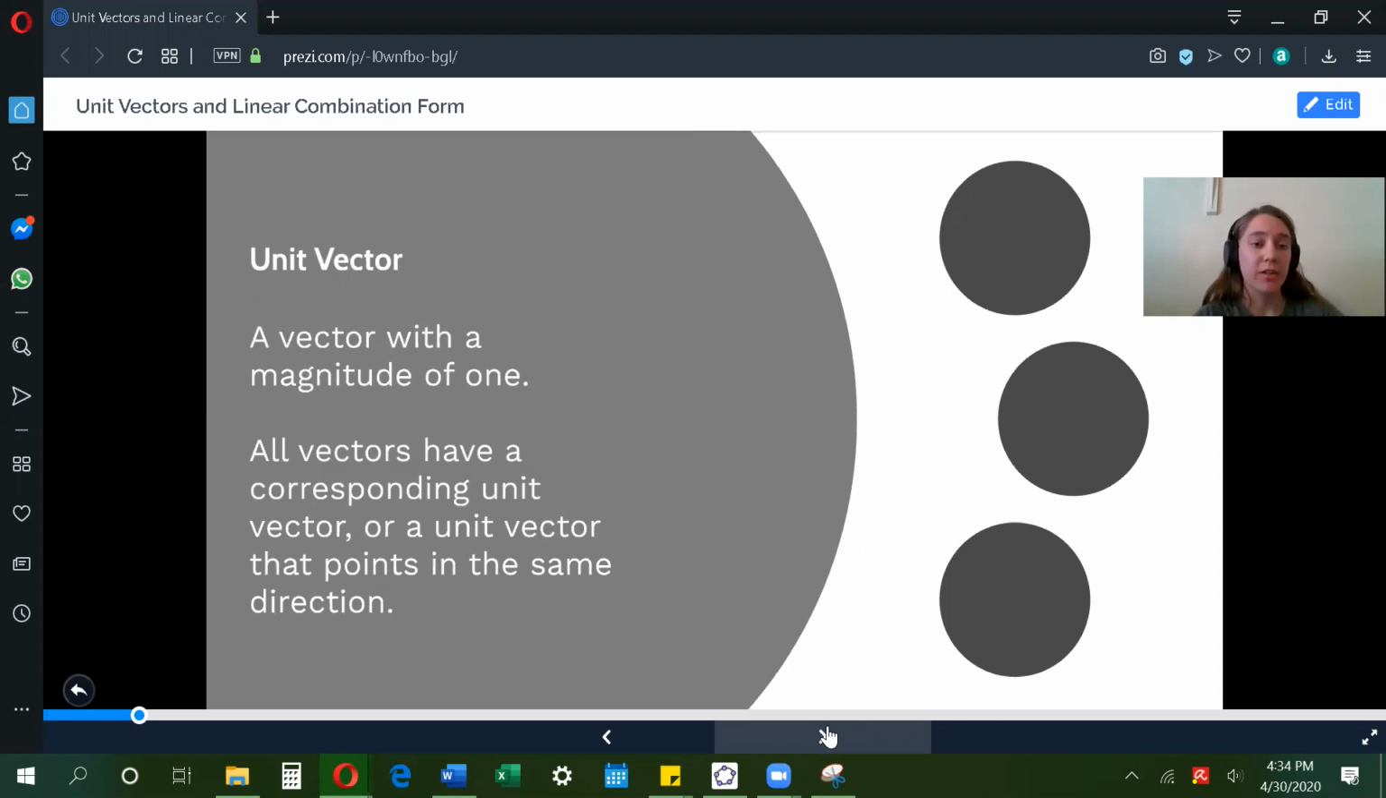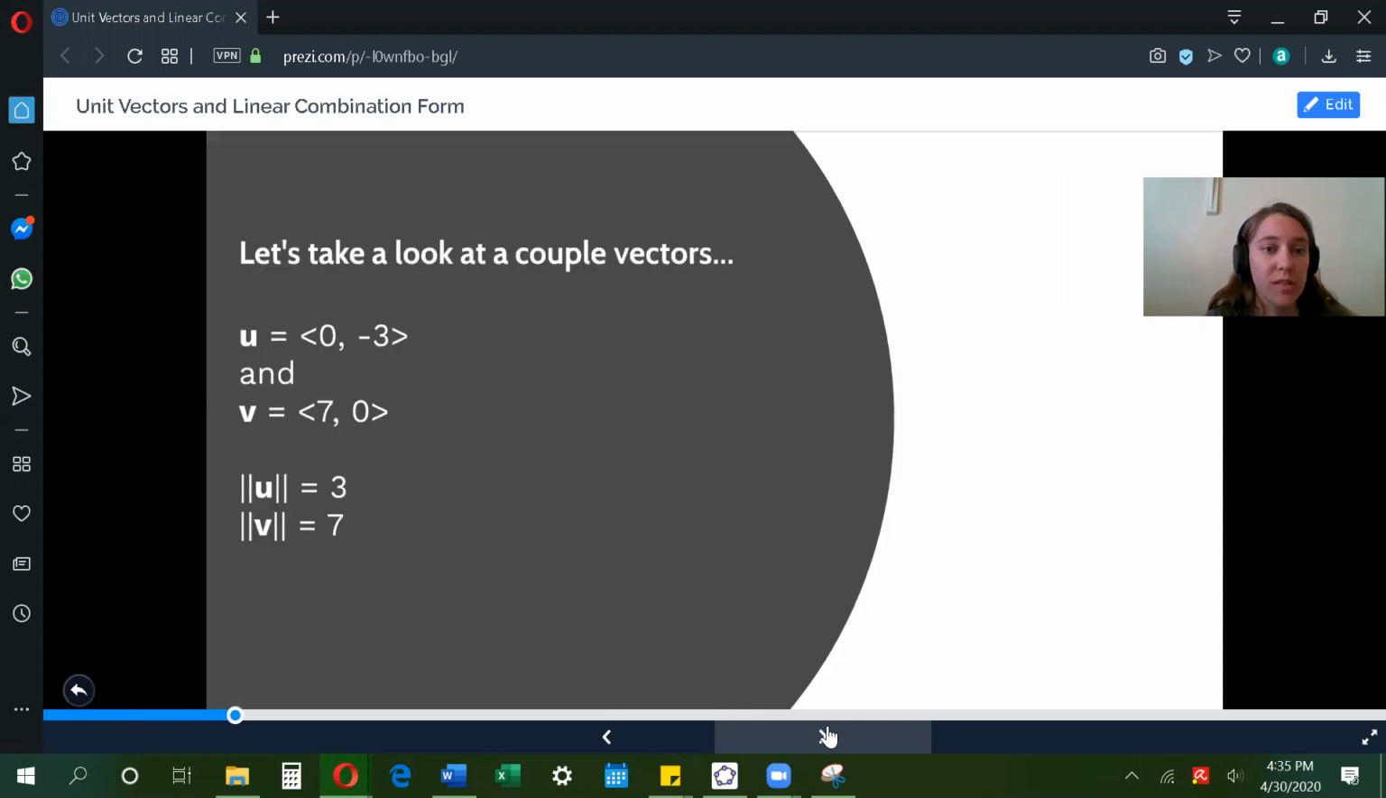All vectors have a corresponding unit vector, or a unit vector that points in the same direction. That would be a vector with a length of 1 that points in the same direction as any other vector. And we're going to learn how to calculate these. So let's take a look at a couple of vectors.